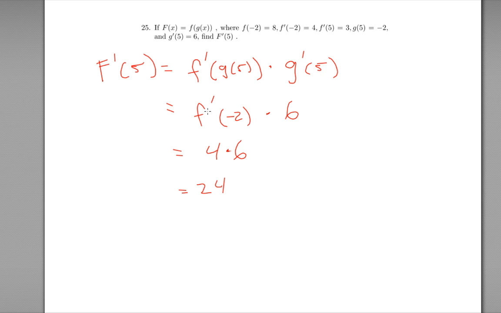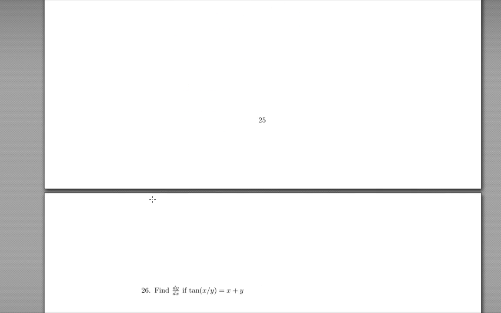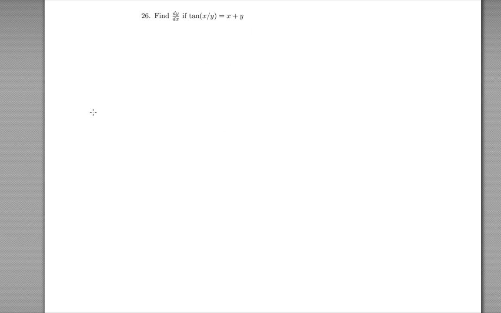And so they give us all the information we need. g at 5 is negative 2. The derivative of f at negative 2 is 4. And the derivative of g at 5 is 6. So that works out to be 24. Okay, just a simple little use of the chain rule.